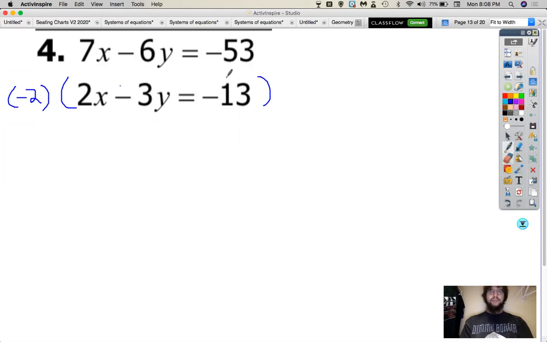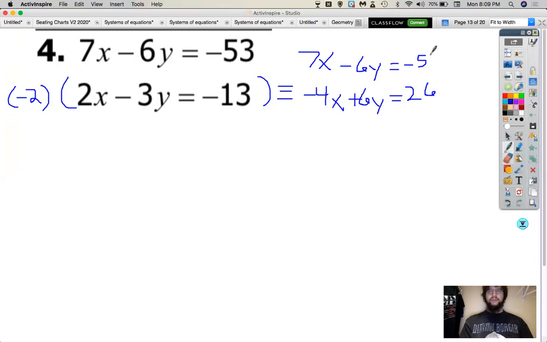So I'm going to rewrite this bottom equation. I'm just multiplying everything by negative 2, except for the equal sign, pretend. And we get an equivalent equation. It's going to be negative 4x plus 6y equals positive 26. And this one up here, I'm going to rewrite: 7x minus 6y equals negative 53. Add them together. 7x plus a negative 4x, that's 3x. The y's are out of there.